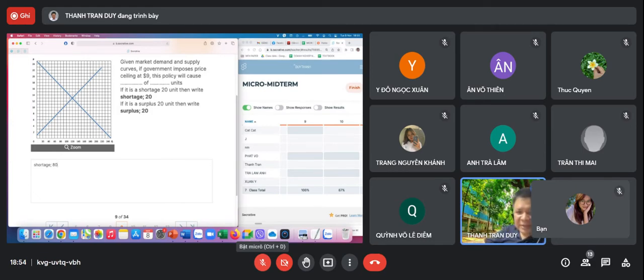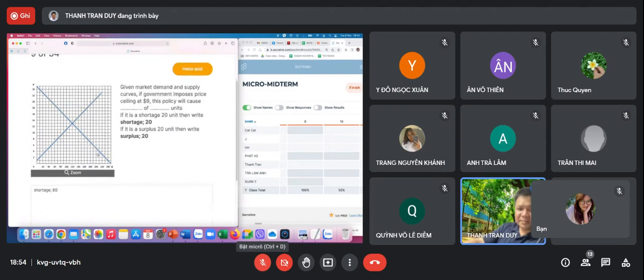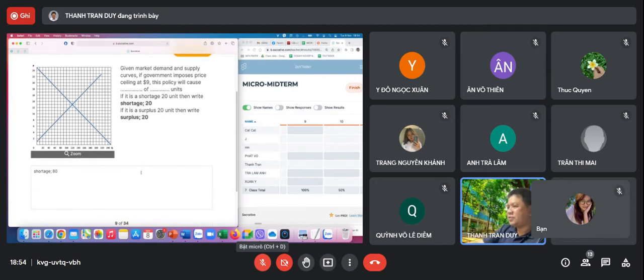Is it okay? Now I see you have 10 people today, but only some people are on Socrative. Where are you now? It's okay. Any questions about this problem? No, right? So we move to the next one.